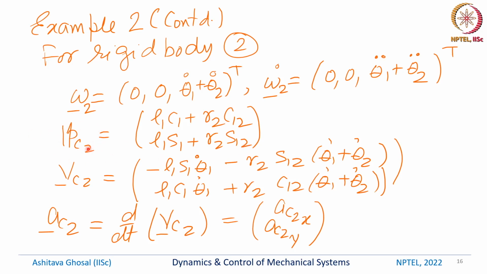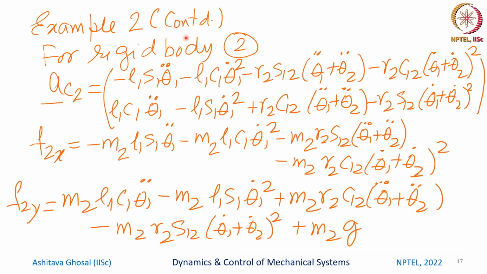The velocity of this center of mass of the second link is nothing but the time derivative of this. So we use the chain rule. The derivative of L1 C1 is minus L1 S1 theta 1 dot, and the derivative of this is minus R2 S1 2 times theta 1 dot plus theta 2 dot. Okay, so the y component will have L1 C1 theta 1 dot and R2 C1 2 times theta 1 dot plus theta 2 dot. How about acceleration? We can take the derivative of this velocity of the center of mass, and these are the x and y components of the acceleration of the center of mass. So this is shown next.